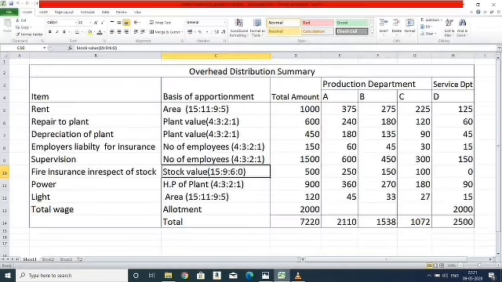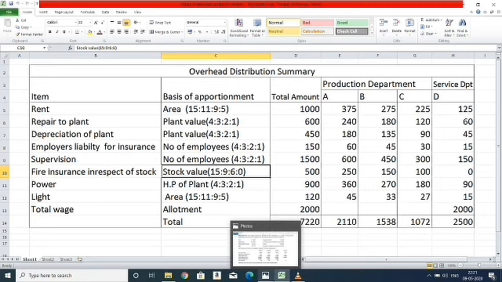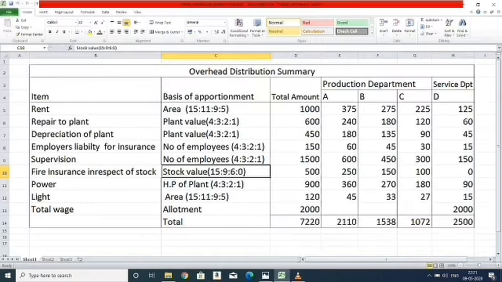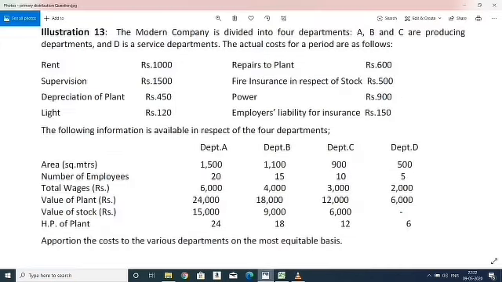Then here we are preparing one overhead distribution summary. In our first column we write all these overhead expenses: rent, supervision, depreciation, light, repairs, fire insurance, power and employees' liability. Then in our second column we have to write our basis of apportionment. Our first item is rent. Its basis of apportionment is area.